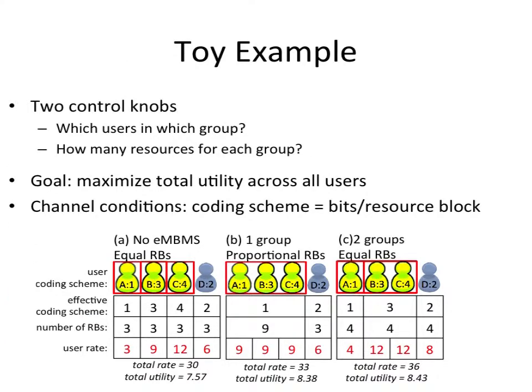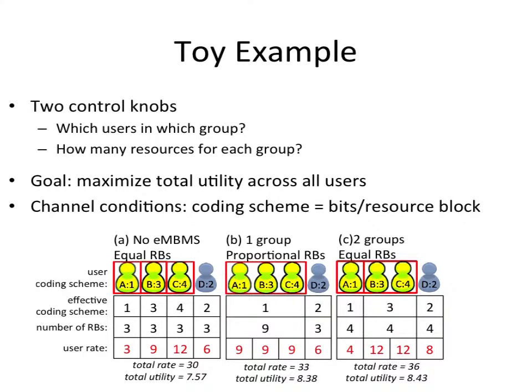Let me show you a toy example to illustrate our problem. There are two control knobs. Which users interested in multicast content should be placed in which multicast group, and how many resources should be given to each unicast user and multicast group. Our goal is to maximize total proportional fair utility across all users. Each user is associated with a coding scheme, which reflects the user's channel conditions. Users with better channel conditions can receive more bits per resource block, and vice versa.